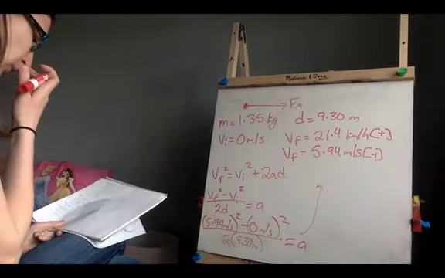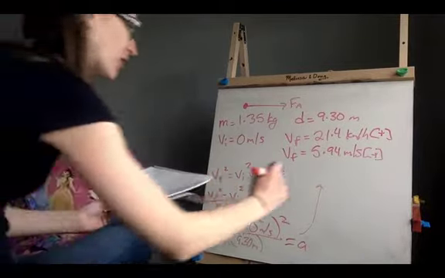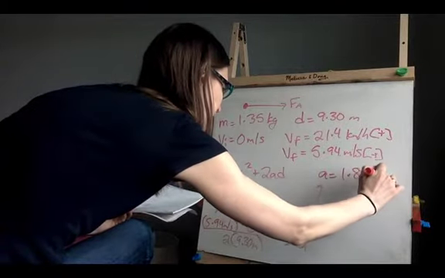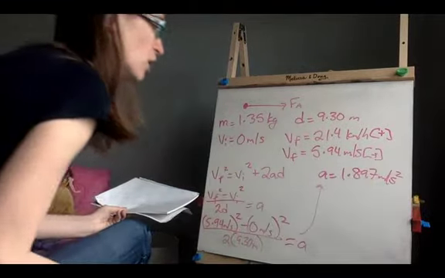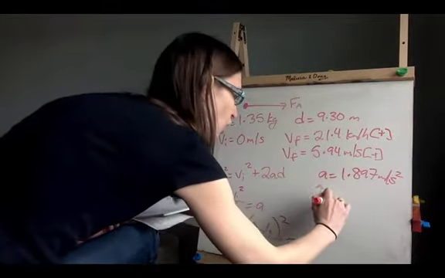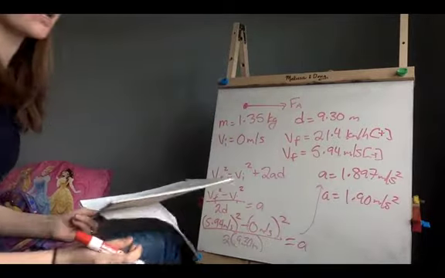So I just do all that in one step in my calculator, and I get a value for the acceleration of 1.897 meters per second squared. But again, we're really only limited to 3 sig figs, so we'll call that 1.90 meters per second squared.